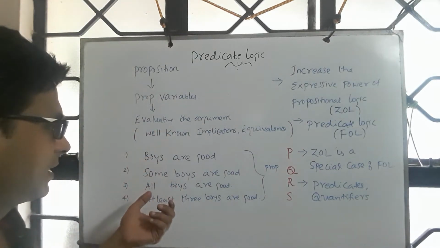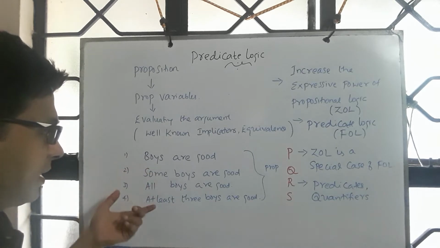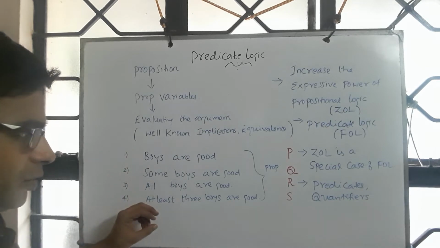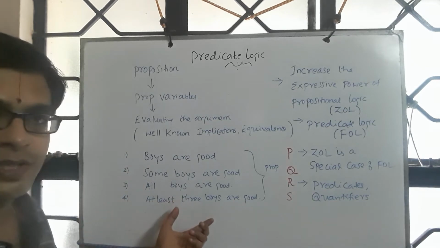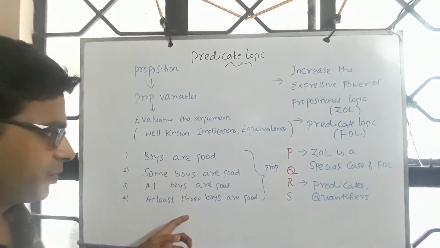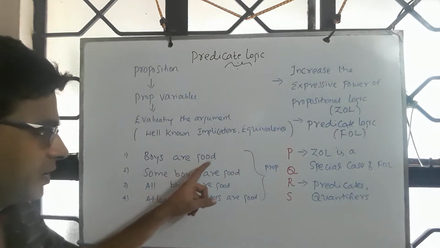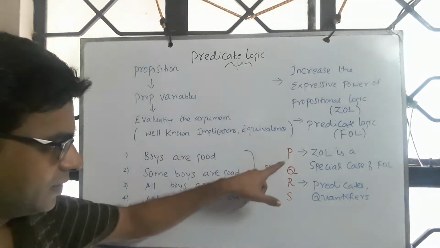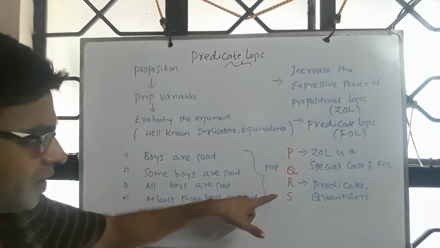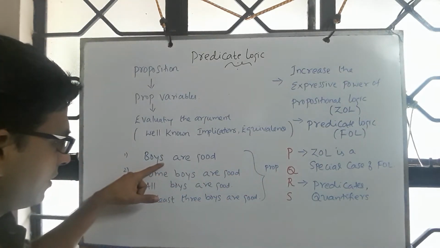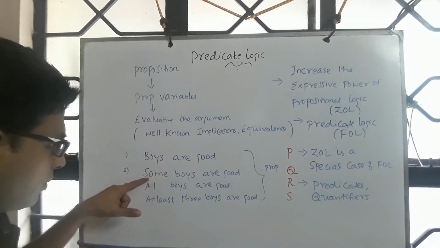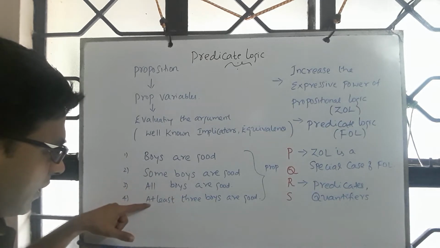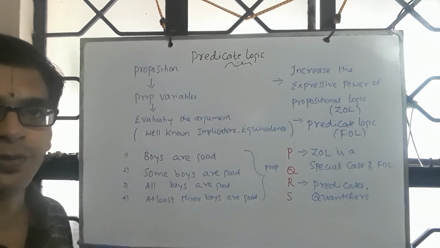There are constraints. For example, if you look at examples like this: boys are good, some boys are good, all boys are good, at least 3 boys are good. As far as propositional logic is concerned, all of them are propositions. We simply say this one is propositional variable P, that one is Q, and so on. And this notation doesn't express the fact that some boys are good, all boys are good, at least 3 boys are good.